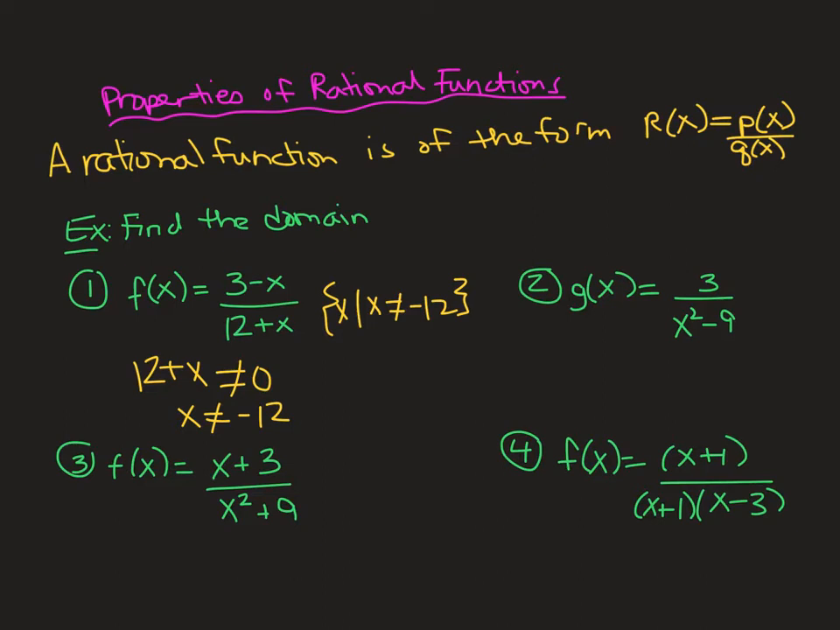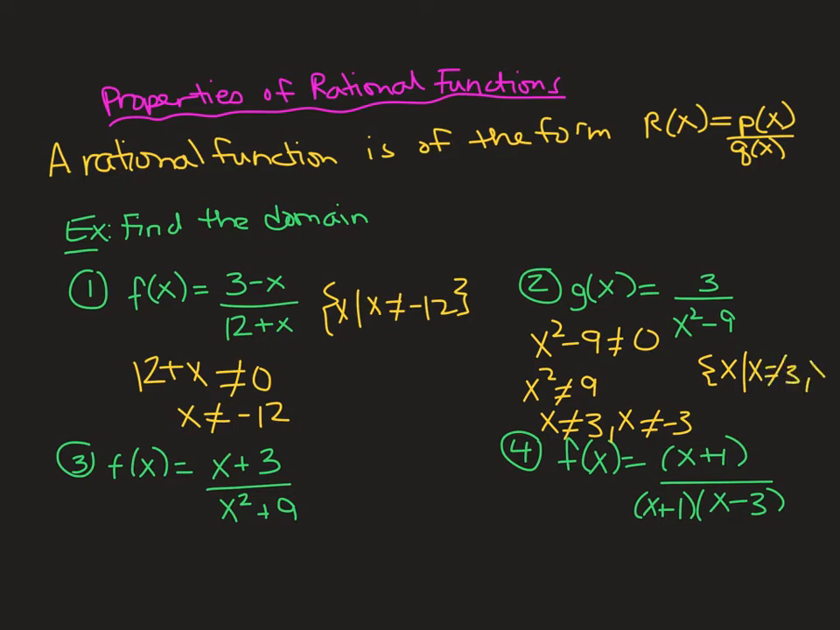2 is a similar idea. Only difference with 2 is that I actually will end up with 2 things that I cannot have from my denominator. I have both positive and negative 3. So my domain for this one is all values of x, such that x is not equal to 3 and x is not equal to negative 3. Sorry, I ran out of room here.